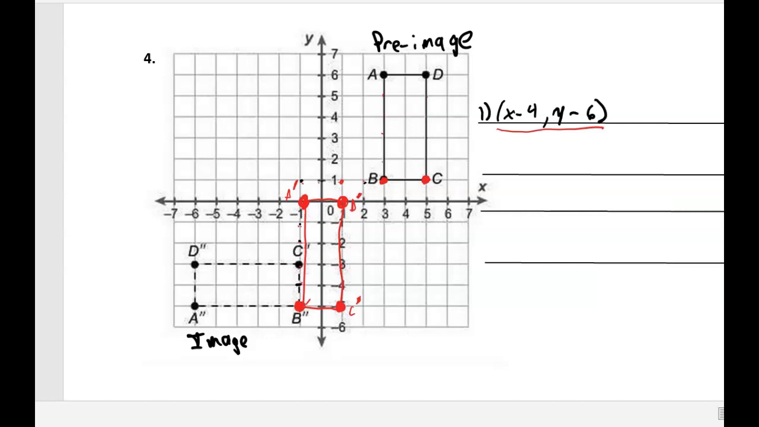So now A lines up, B's line up, but we now need to get D prime on top of D double prime, and then C prime on top of C double prime. All right, so let's finish our first little statement here. So we do this, x minus 4, y minus 6. So B, again, we use this word coincides with point B double prime.